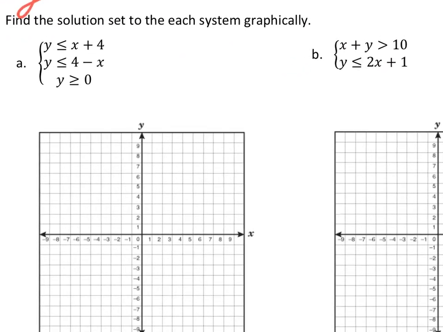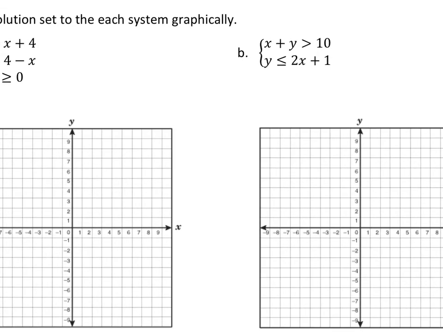Letter C. The next set of A and B. We're going to do A together. I'm going to let you do B on your own. Notice already that B is not in slope-intercept form. So before we can graph, we always have to do that. But back to letter A.